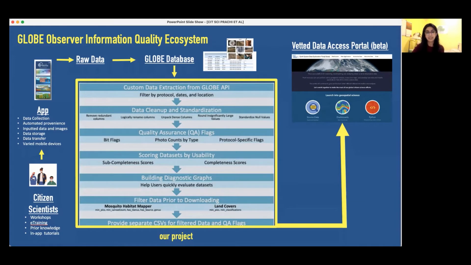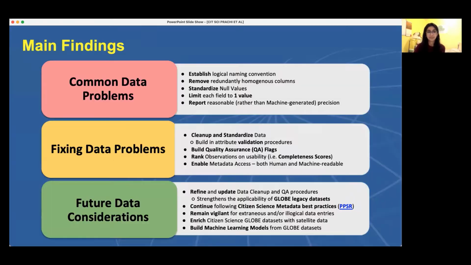Ultimately, we plan to implement these pre-processing procedures into a new beta vetted data access portal. This would significantly increase the accessibility and usability of Globe's rich citizen science datasets, encouraging future citizen scientists to engage with our data for their own scientific questions.